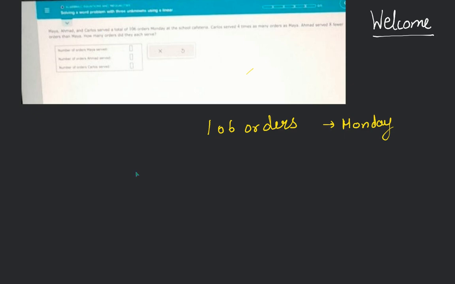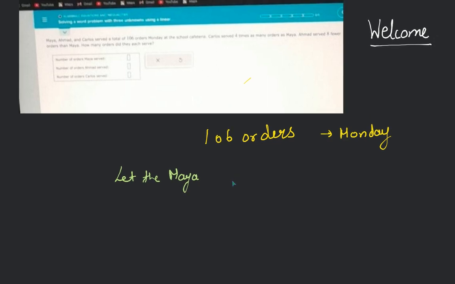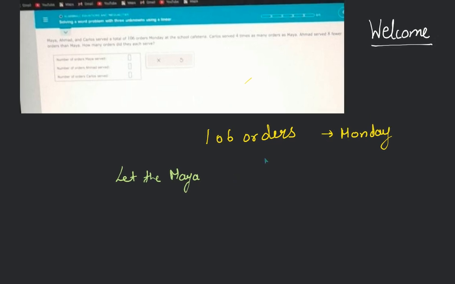We can assume that, because both the other guys have served either more orders or fewer orders, Ahmad has served the lesser number of orders. That is in relation with Maya. So let the orders served by Maya be X.